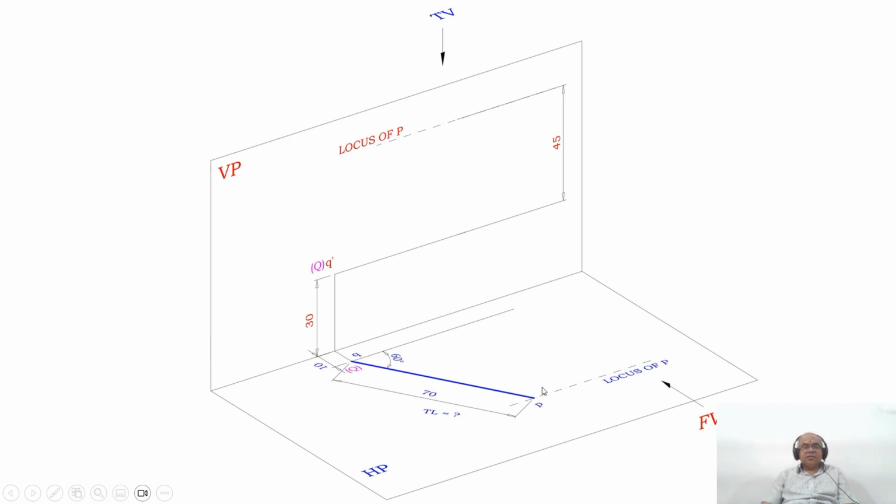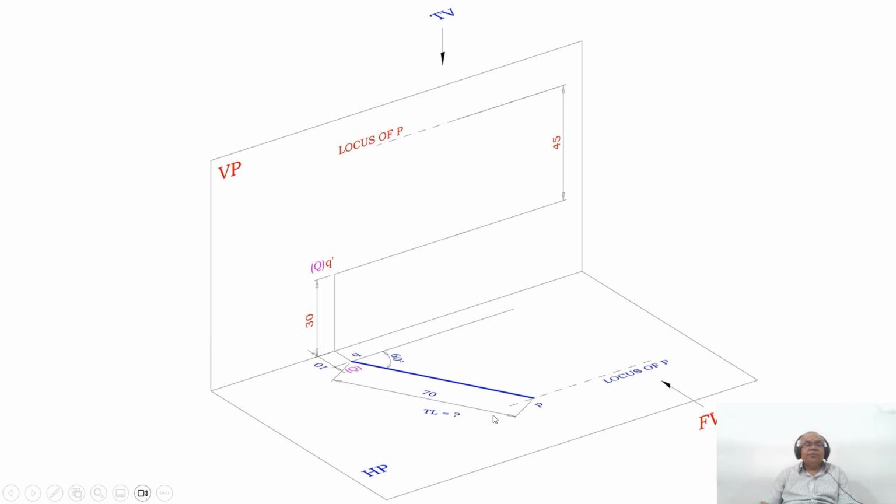And also he has given that the difference between the distances of P and Q above HP is 45 mm. So what is the difference? Above HP is seen in the vertical plane, when you look from the front view. So from the XY line to Q dash is 30, and if you take the locus of P, then it becomes 75. 75 minus 30 gives you 45, so that is the locus of P in the front view.